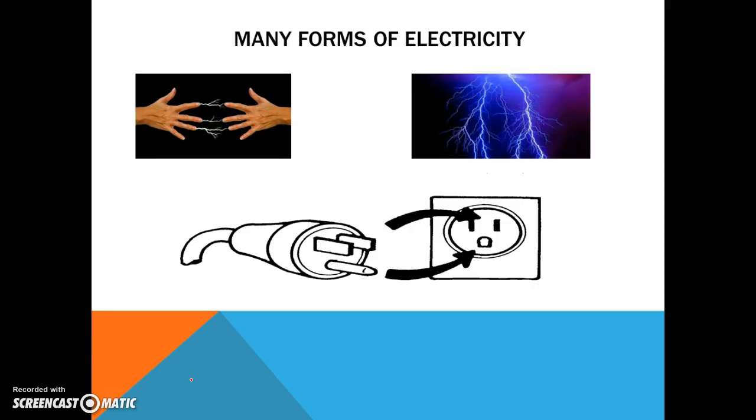There are many forms of electricity. For example, when we rub our feet together on the carpet really fast and then touch someone else, that's called static electricity. It is the same type of electricity that causes lightning to appear during a thunderstorm.